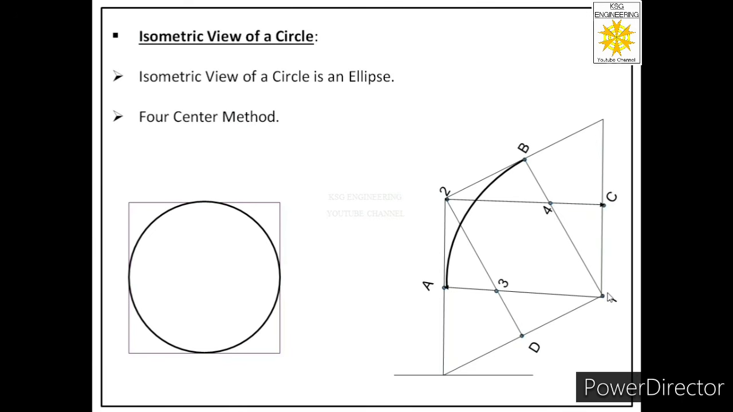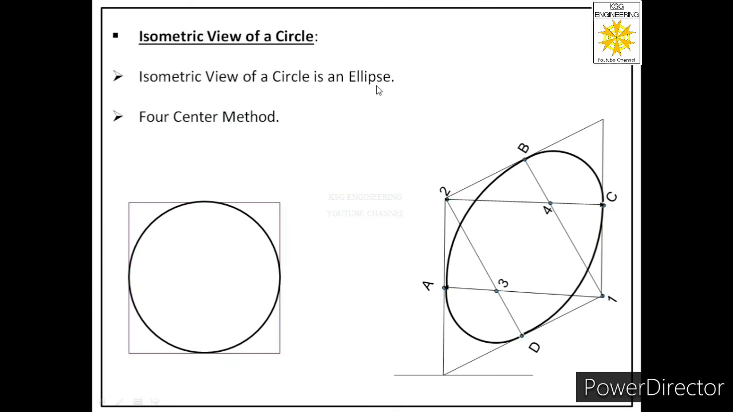Then we will use the first center and 1B as radius. We will draw an arc between A and B. Then we will use the second center and 2D as radius and we will draw an arc between D and C. Then we will use center number 3 and radius equal to 3A, and we will draw the third arc. Then we will use center number 4 and radius equal to 4B, and we will draw the fourth arc. So in this way we will get the right side isometric view of a circle, which is an ellipse.